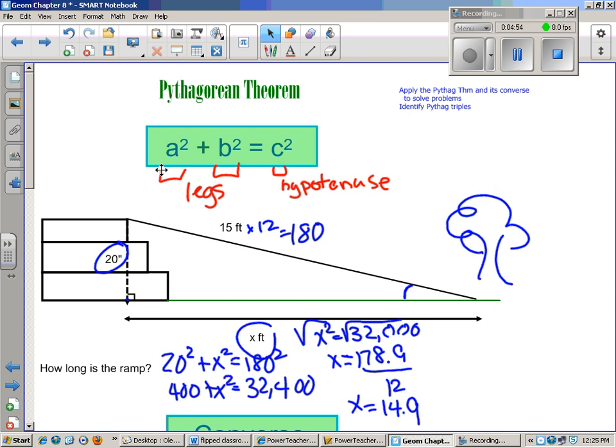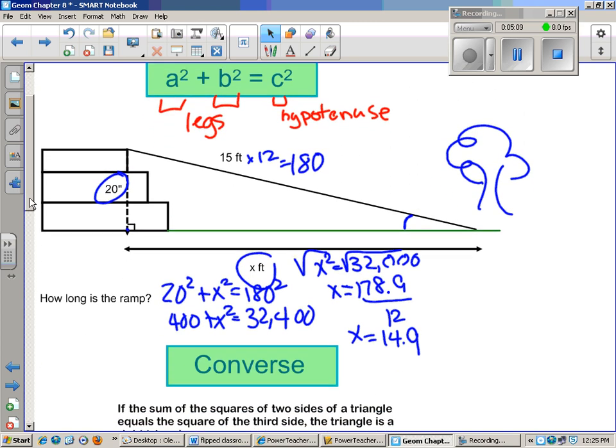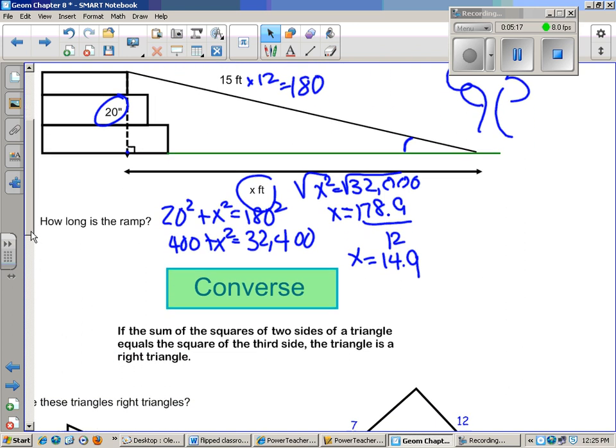Yeah, you can leave it in decimal. All right? So that's like a real world example of using the Pythagorean theorem. And hopefully that's, I'm sorry? No, inches, 20 inches. Yeah. All right.